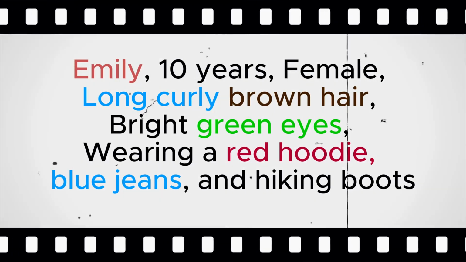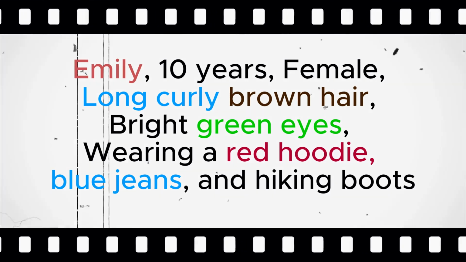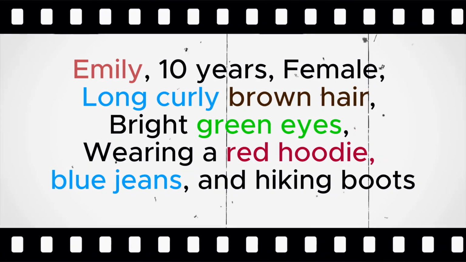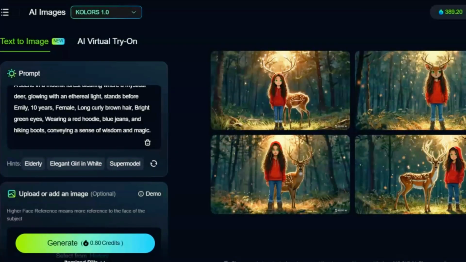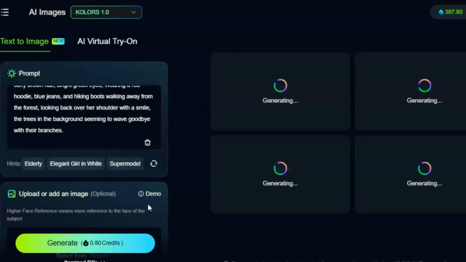Third, use color-coded keywords. Highlight key character traits in your prompts. This helps the AI concentrate on the important parts. Then, take these detailed prompts and put them back into the image generator. Make new images that match your characters' look better.